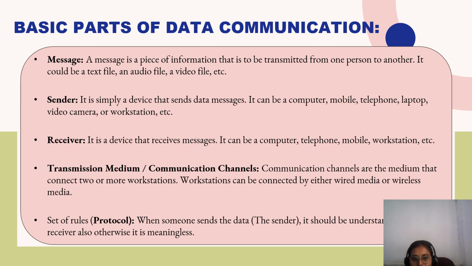Then, the basic parts of data communication. As we discussed, we have a message. A message is a piece of information that is to be transmitted from one person to another. It could be a text, an audio file, or a video file. Then we have a sender. It is simply a device that sends data messages. It can be a computer, mobile, telephone, laptop, video camera, or a workstation. And then we have the receiver. It is a device that receives the message. It can be a computer, telephone, mobile, workstation, etc.